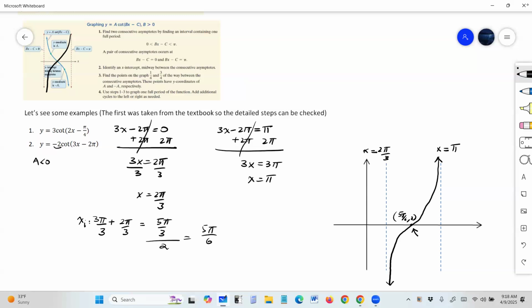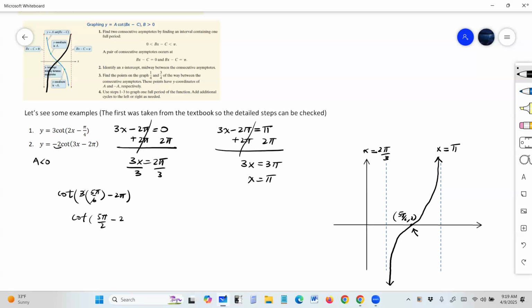And we can check again that this is an x-intercept. I'm going to erase this real quick, and we can check that rather fast. The cotangent of 3, and then replace x with your 5 pi over 6, minus 2 pi, is your x-intercept. So this will be 15 pi over 6, or if you reduce the fraction, right, 5 pi over 2.